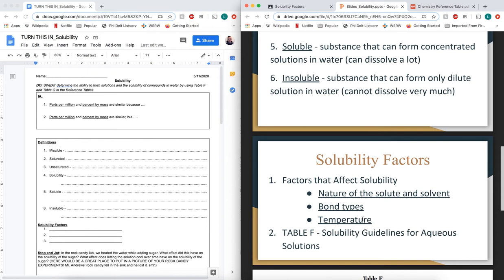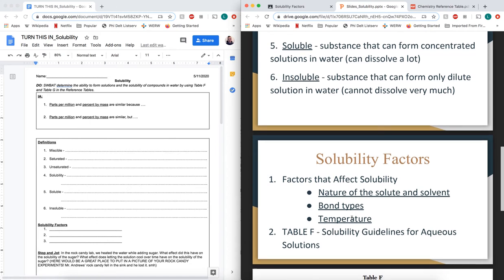And of course, temperature. Just like with reaction rate, generally speaking, if you speed something up and particles are moving faster, we'll have more collisions. So same thing happens when we're dissolving something into water. When we increase the temperature of water, it usually dissolves more. Like when we were doing our rock candy sugar experiment, when the water was cold, it dissolved some sugar, but when we heated it up, oh boy, did it dissolve a lot of sugar.